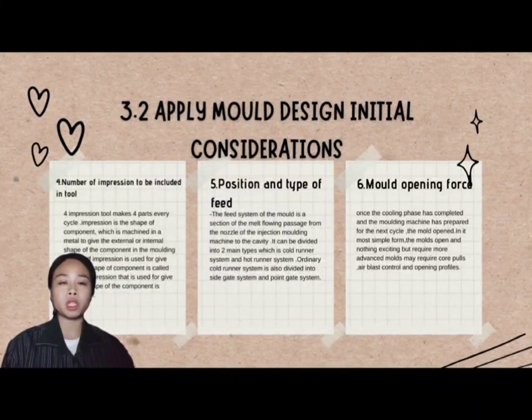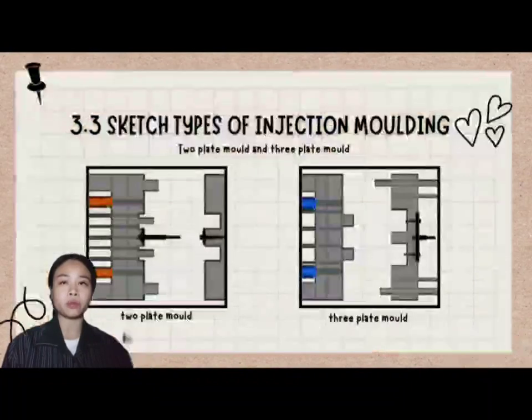Once the cooling phase has completed and the molding machine has prepared for the next cycle, the mold opens. In its most simple form, the mold opens and nothing exciting happens, but more advanced molds may require core pulls, air blast control, and opening profiles.